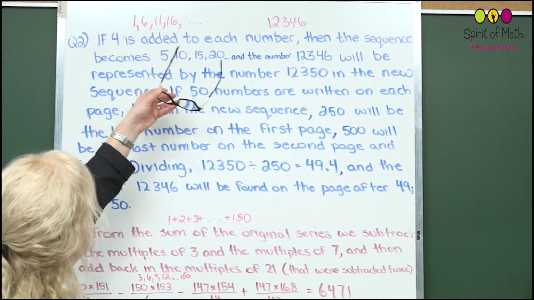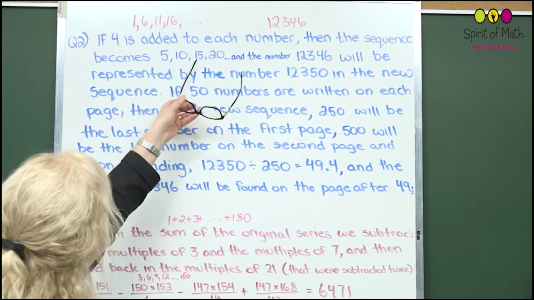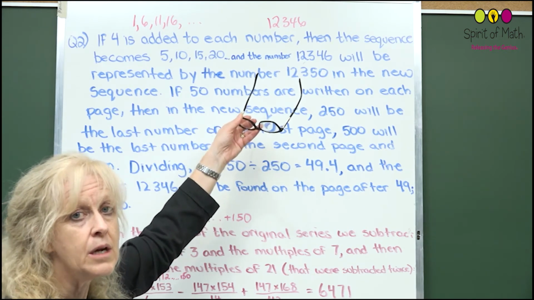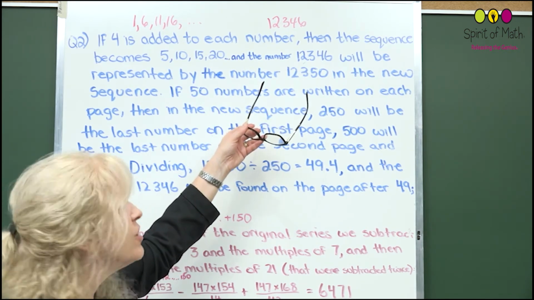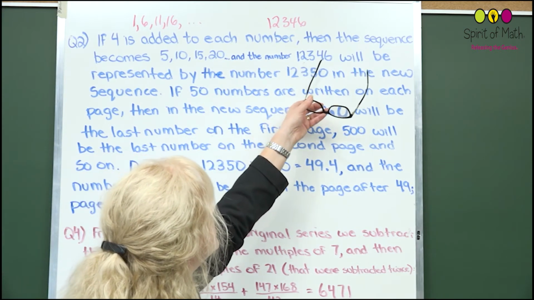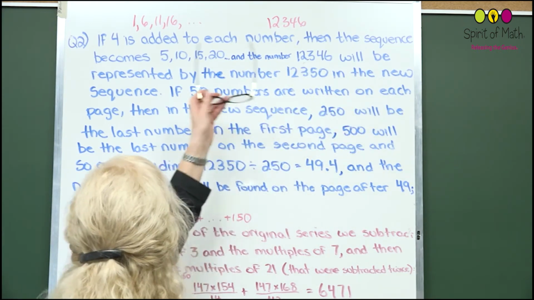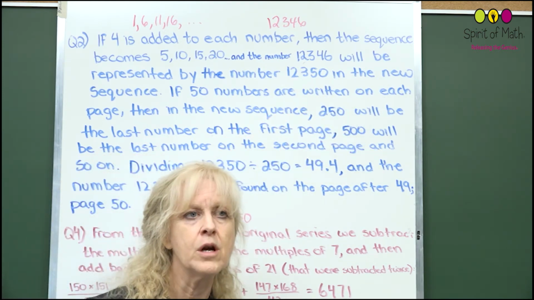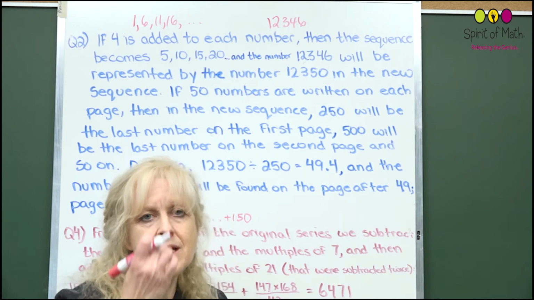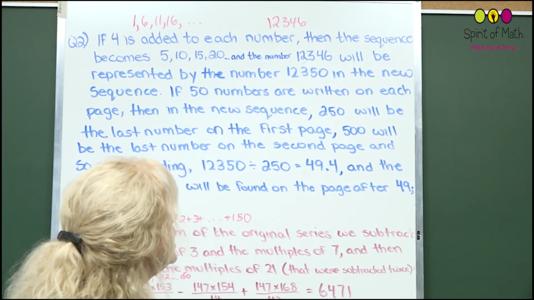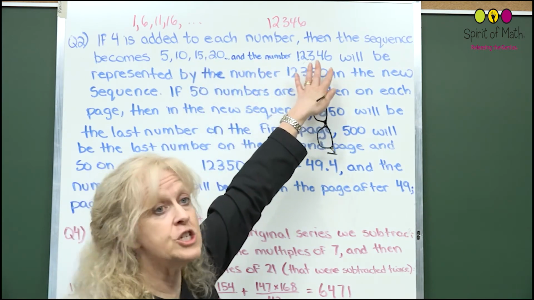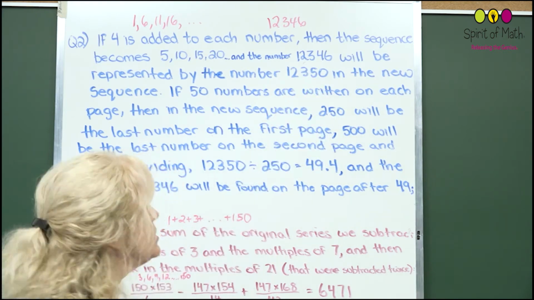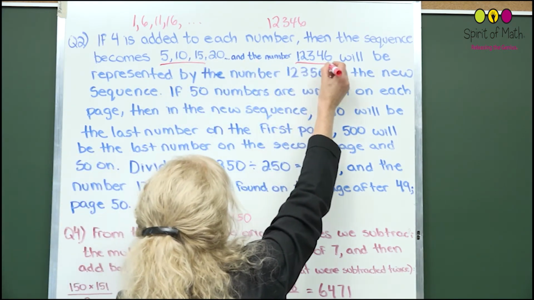It says if 4 is added to each number, then the sequence becomes 5, 10, 15, 20. It just makes it easier. That's basically all that's happening here. So you can see the answer much easier. And the number 12,346 will be represented by the number 12,350 because you add another 4. Now it's easily divisible and you can see it, okay? So you can't just change this without changing that, basically. So we've changed this to this now, and that's what's happened here.